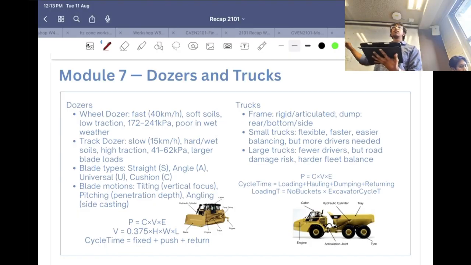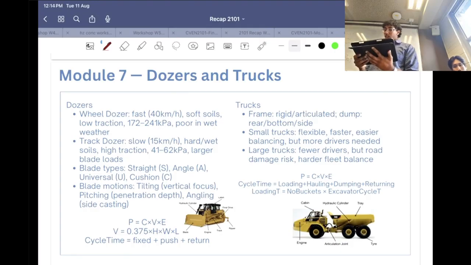We also have to know the volume. So how much of the stuff are we actually moving around? And then we got our cycle time. So it's just the fixed time plus the push time plus the return time.